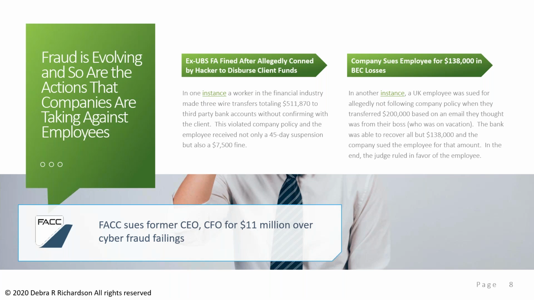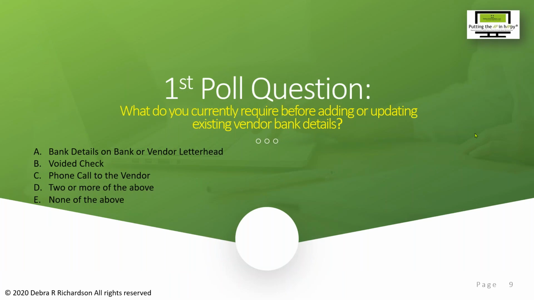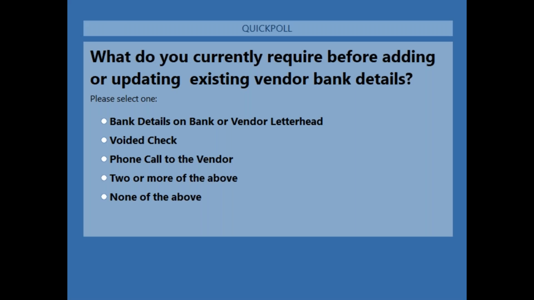But before we do that, we're going to get started with our first poll question, and I'm going to go ahead and launch that. And that question is, what do you currently require before adding or updating existing vendor bank details? A, bank details on bank or vendor letterhead. B, a voided check. C, phone call to the vendor. D, 2 or more of the above. Or E, none of the above.